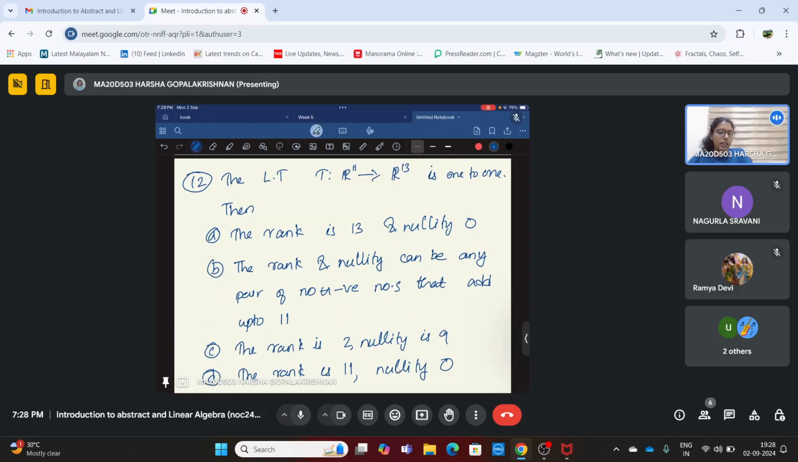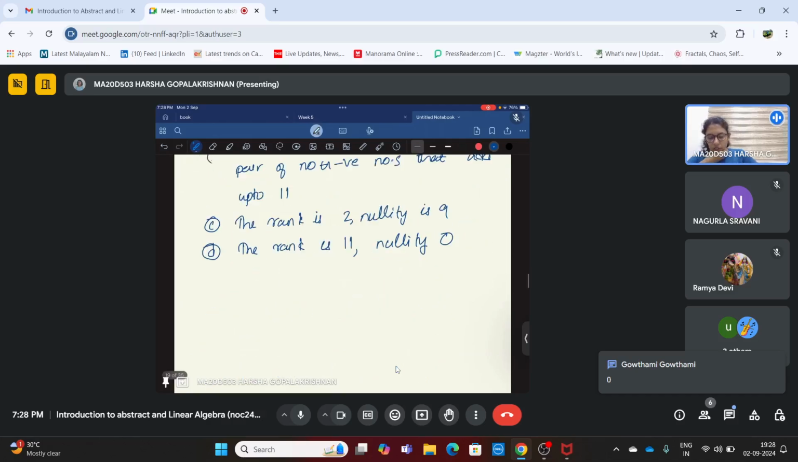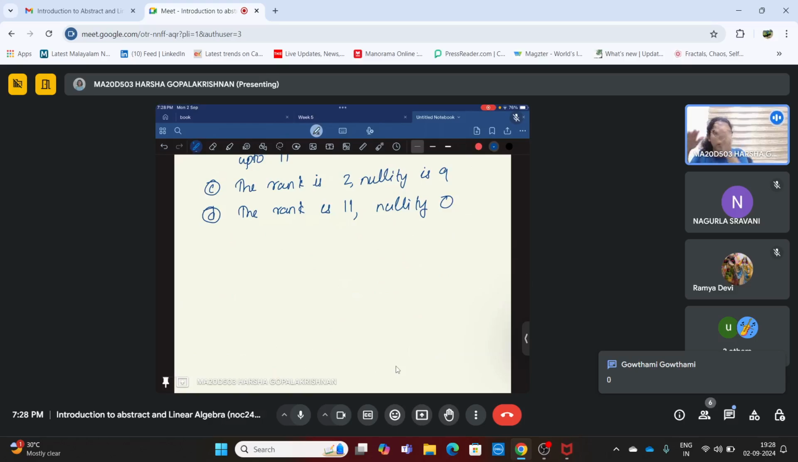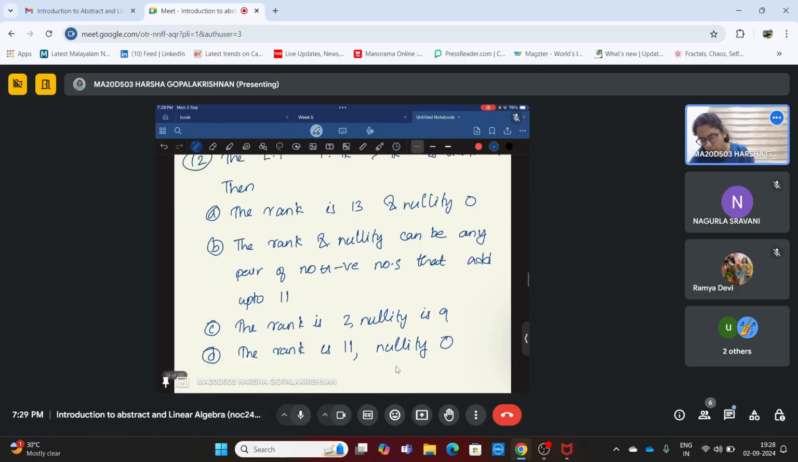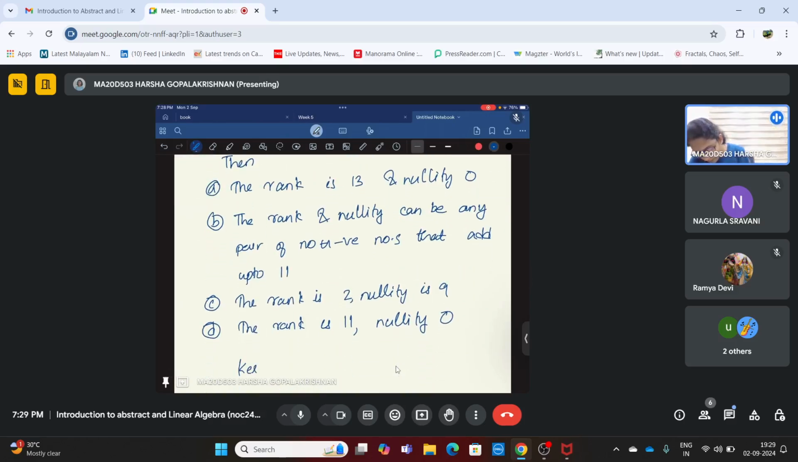Given T is 1-1, then the kernel of T is 0. Good. Kernel of T is just the 0 element. 1-1 means no two elements map to the same, right? So 0 obviously maps to 0. If one more non-zero element maps to 0, it will not be a 1-1 map. That is why when it is 1-1, the kernel becomes only the 0 set. So we got that the kernel of T is just the 0 element. That means nullity is 0.